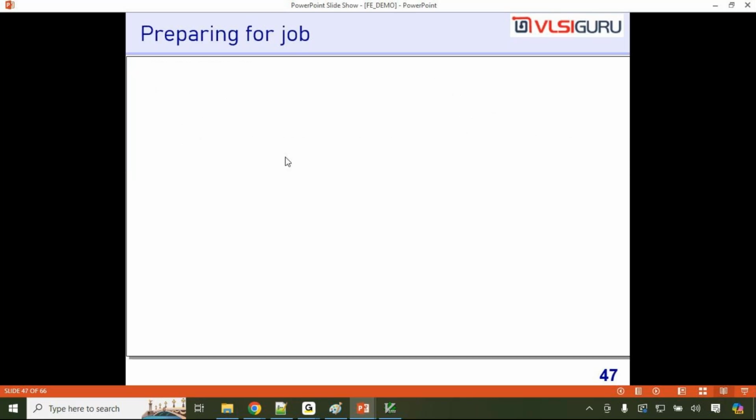Next, preparing for the job. By now you would have noticed, after seeing all that, that you are freshly out of college, and you might have seen the impact on campus placements, right? Probably it's not as great as it was 2 or 3 years back. So you have to understand that you have to put in a lot of effort now.